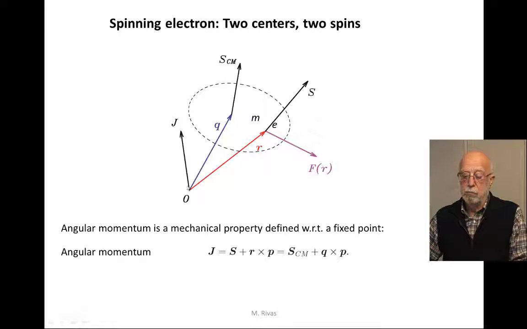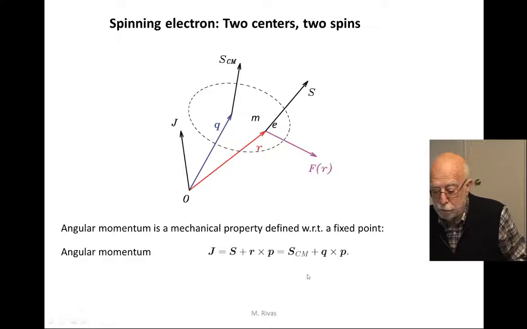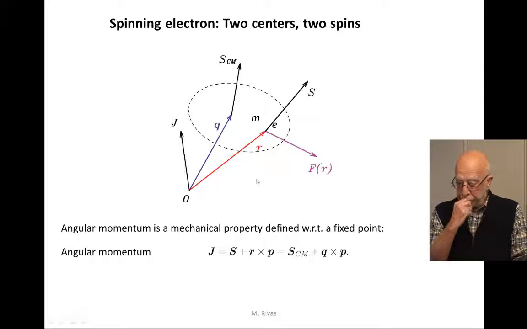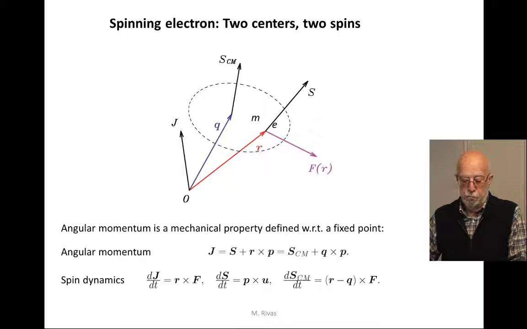So the total angular momentum can also be written as the spin with respect to the center of charge plus the cross product of r cross the linear momentum of the electron in this frame. Or alternatively, as the spin with respect to the center of mass plus q cross the linear momentum. And we can use these equations to establish the relationship between both spins. Okay, these three angular momenta are different objects, and they also satisfy a different dynamical equation.